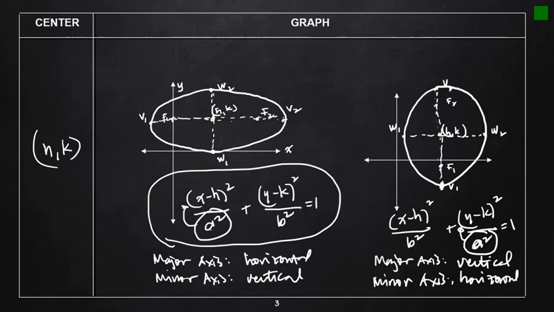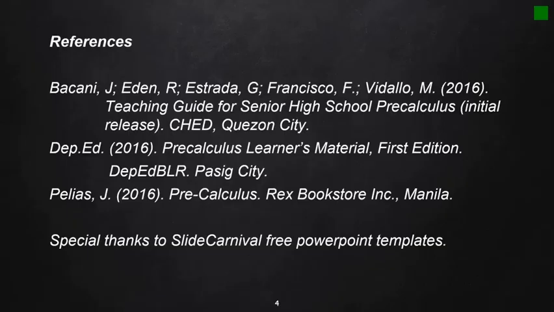And just remember that the a would always be below x if the graph is horizontal, and the a would be below y if the graph is vertical. In these four cases, again, a is greater than b. And c, the distance from one of the foci to the center, would always be equal to, let me write it here, c is equal to the square root of a squared minus b squared.